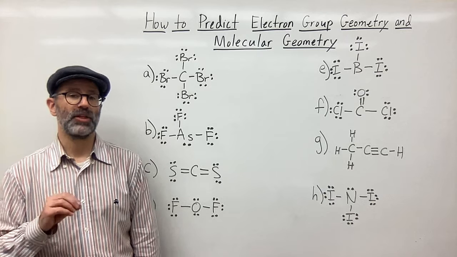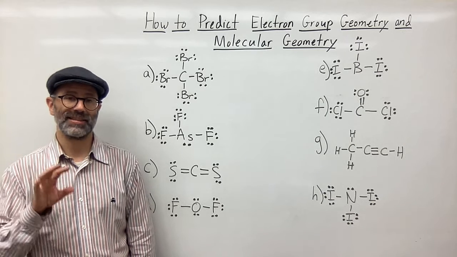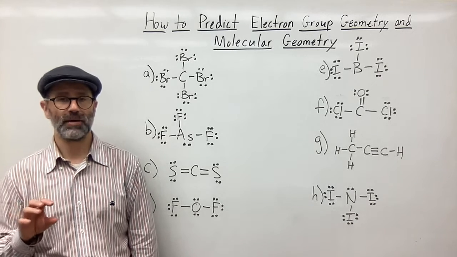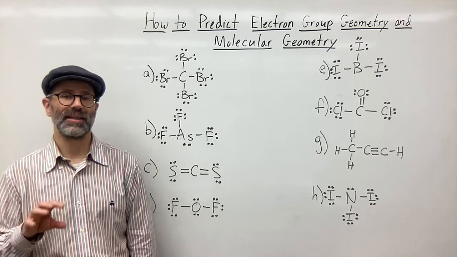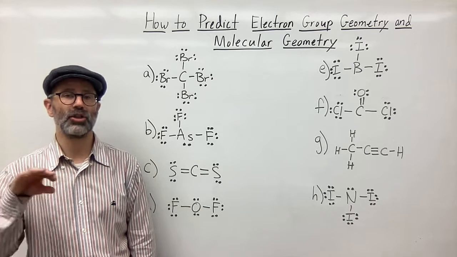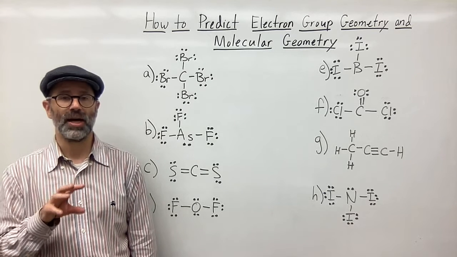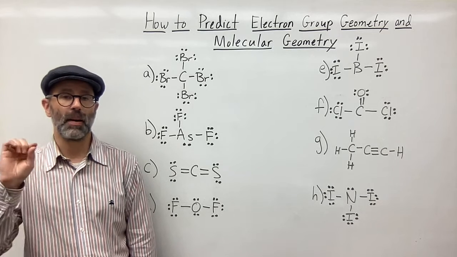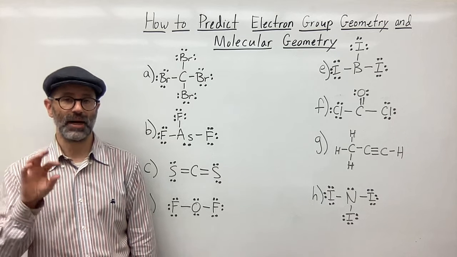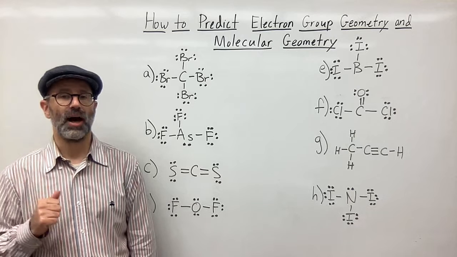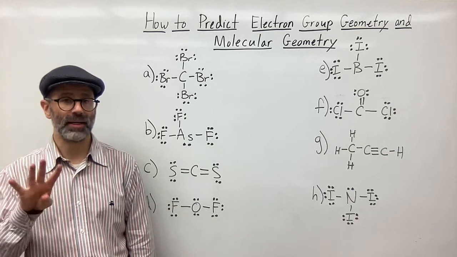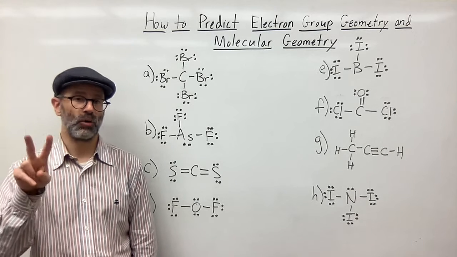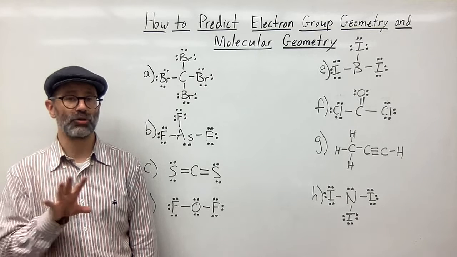So remember, just to remind you, the distinction between your electron group geometry and your molecular geometry is that the electron group geometry is based on the total number of electron groups around your central atom. And that means the bonding along with the non-bonding groups, or your lone pairs. So if you have four bonds, that's four electron groups. If you have two bonds and two lone pairs, that's still four electron groups total.